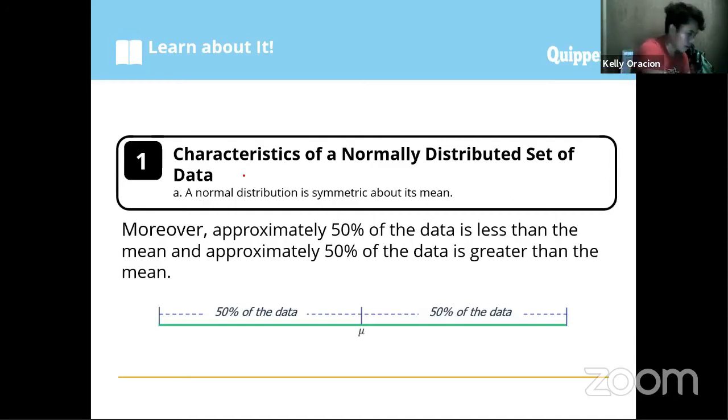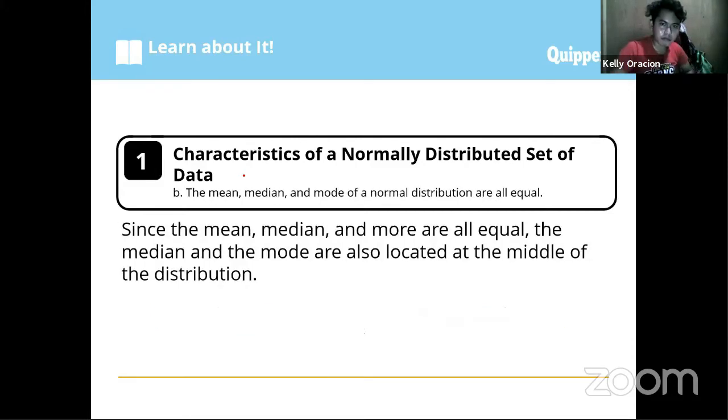Next, since the mean, median, and mode of a normal distribution are all equal, the median and the mode are also located at the middle of the distribution. If the mean is located at the middle, then the median and the mode are also located at the middle because they are all equal.